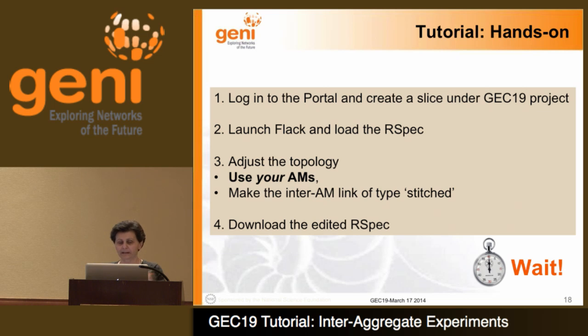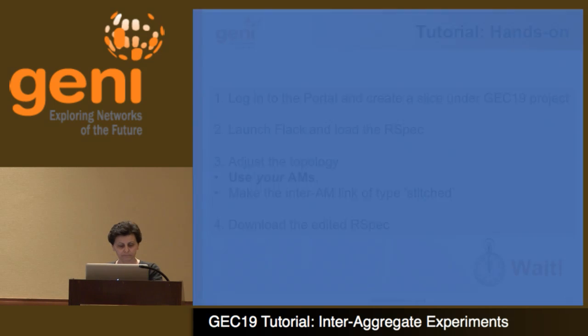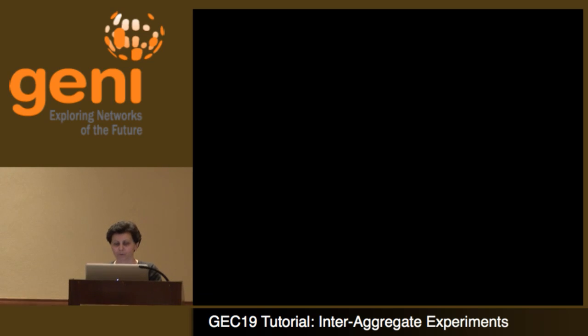Now, I'm going to switch to show you what this looks like. Basically, we're going to log into the portal, launch FLAC, adjust the topology to make the changes that we need, and then save the files. At that point, we will stop, and that's when we switch to individual groups doing this. So we will be doing this part together first.